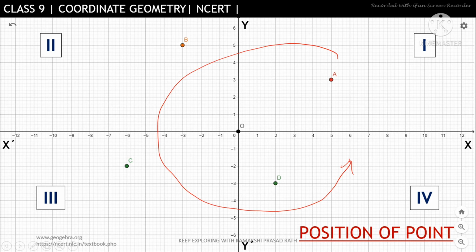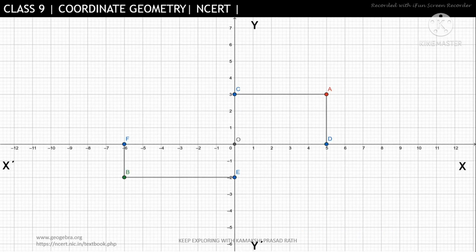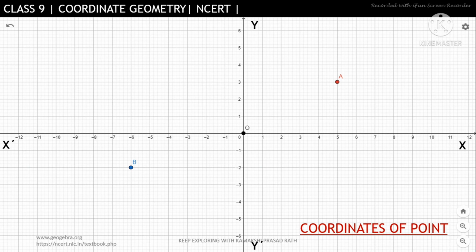So A, B, C, D are in the quadrants 1, 2, 3 and 4 respectively. Now let's see how to find the coordinates of a point. Now we have already learned we write the coordinates of a point as per the ordered pairs, right? So to find the coordinates of a point, first we have to draw the perpendiculars from the point to the y-axis and from the point to the x-axis.